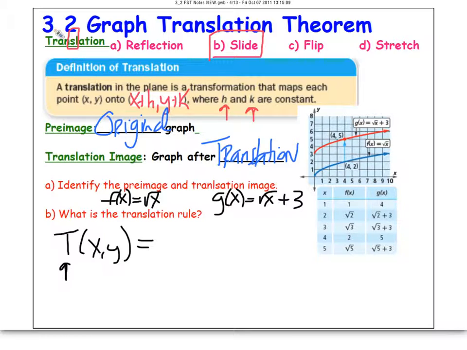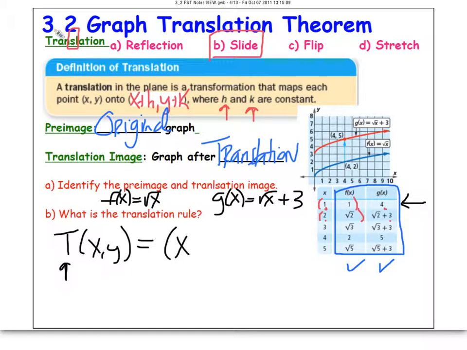So we translate x and y. What do we do to the x's? Well, if you look at these ordered pairs here, they've given us some ordered pairs. What happens to the x's? This just says this is the ordered pair 1, 1, and then 1, 4 on the next one. And this is the ordered pair 2, square root of 2, and then 2, square root of 2 plus 3 on the next one. So what I'm looking at, if I look at the ordered pairs, how did the y values change from the first graph to the second? Well, they added 3. Or you can just look at the graph.